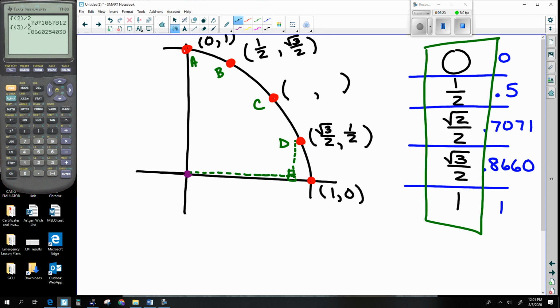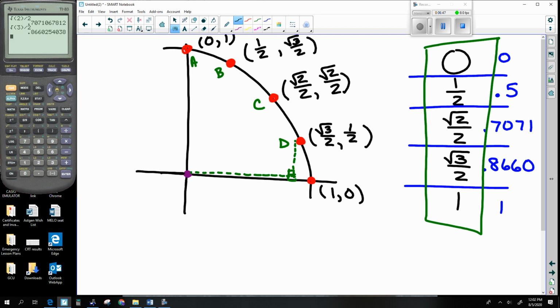And then point C is equidistant with the x and the y, so it's the one that is in the middle. The y coordinate and the x coordinate are the same. And so this is kind of a quick, simplistic version of understanding the unit circle. What are the coordinates and where do they go?